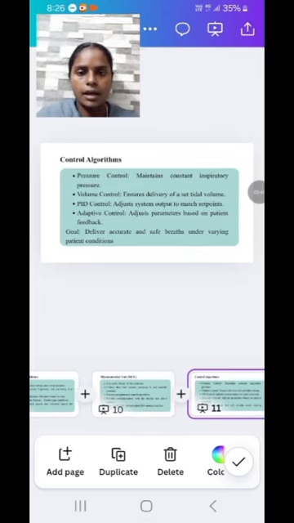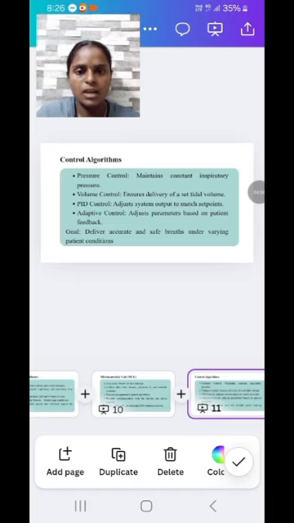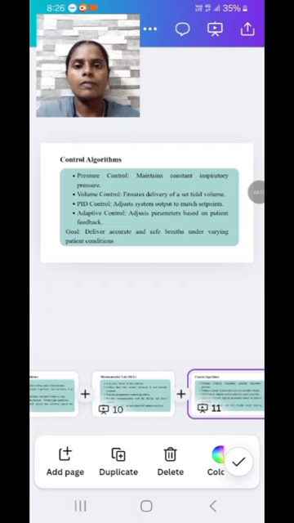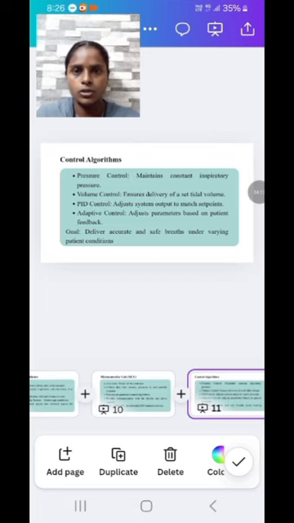Next, control algorithms: pressure control, volume control, PID control and adaptive control. Pressure control maintains a constant inspiratory pressure. Volume control ensures delivery of the set tidal volume. PID control adjusts the system output to match the set point. Adaptive control adjusts the parameters based on patient feedback. The goal of the control algorithm is to deliver an accurate and safe breath under varying patient conditions.